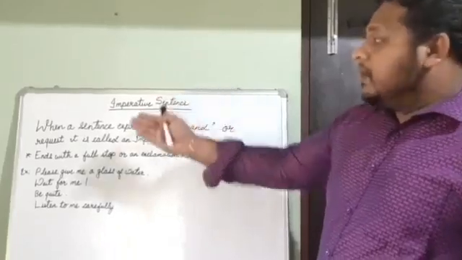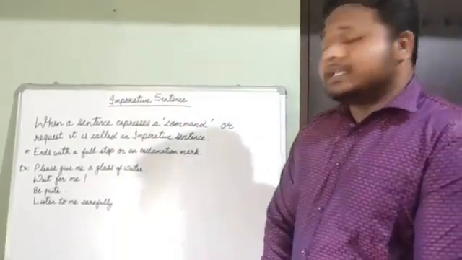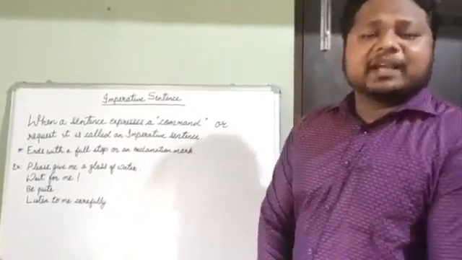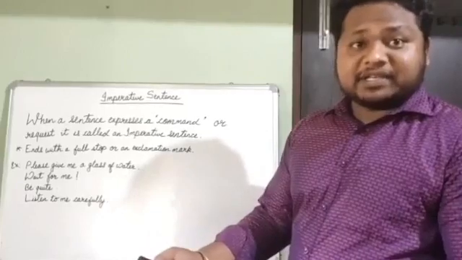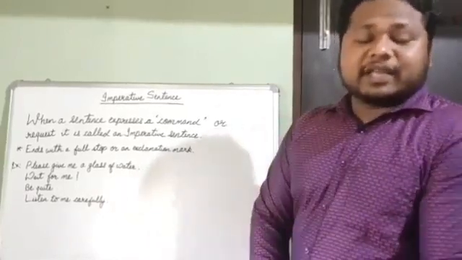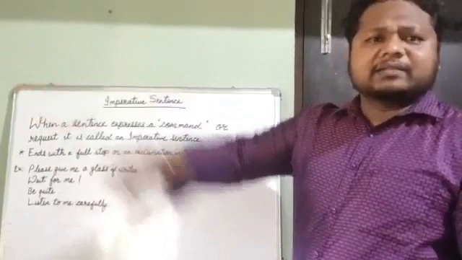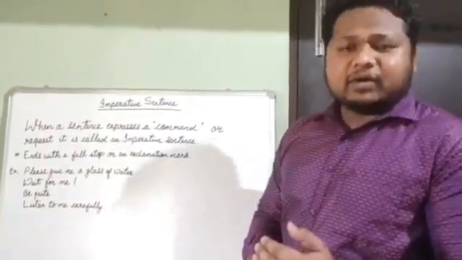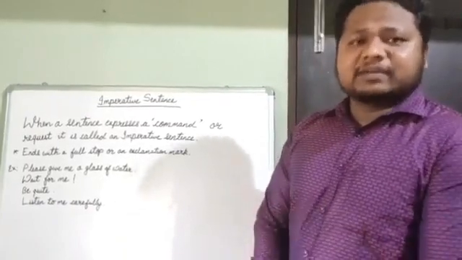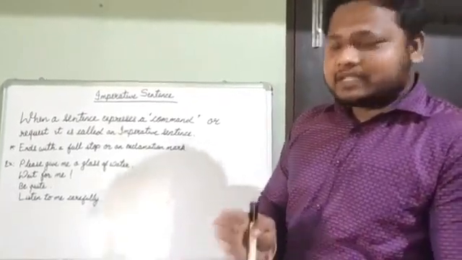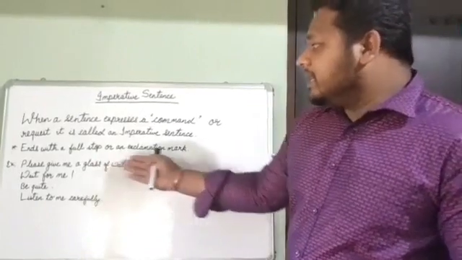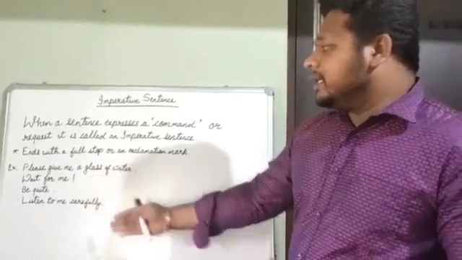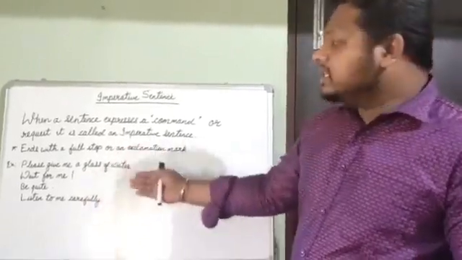Imperative sentence. When a sentence expresses a command or request, it is called an imperative sentence. Please give me a glass of water. Imperative sentence. Come here, please. Imperative sentence. Get out of the class. Imperative sentence. So we see that we are giving orders sometimes and we are requesting sometimes. So that is an imperative sentence. Here are some examples. Please give me a glass of water. Wait for me. Be quiet. Listen to me carefully. So these are some examples.